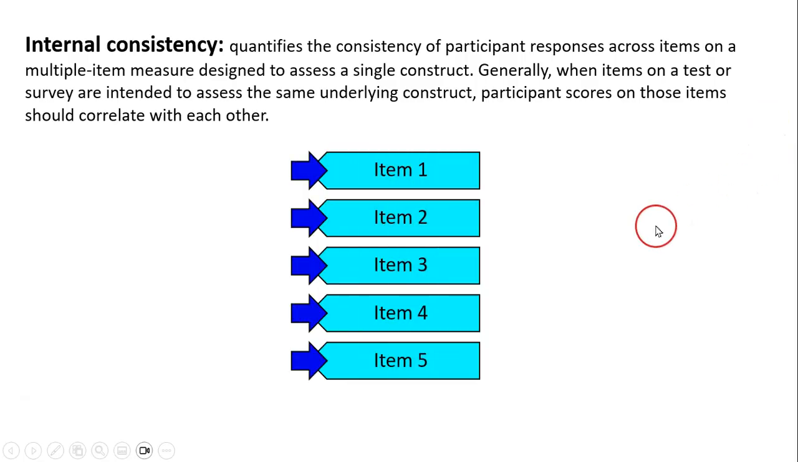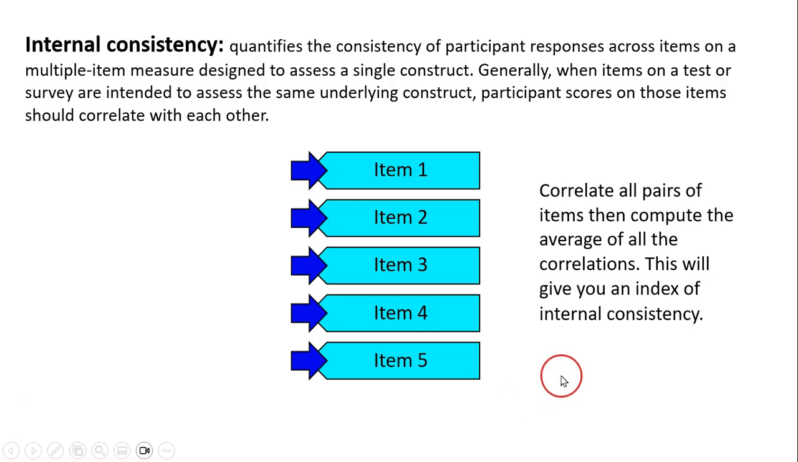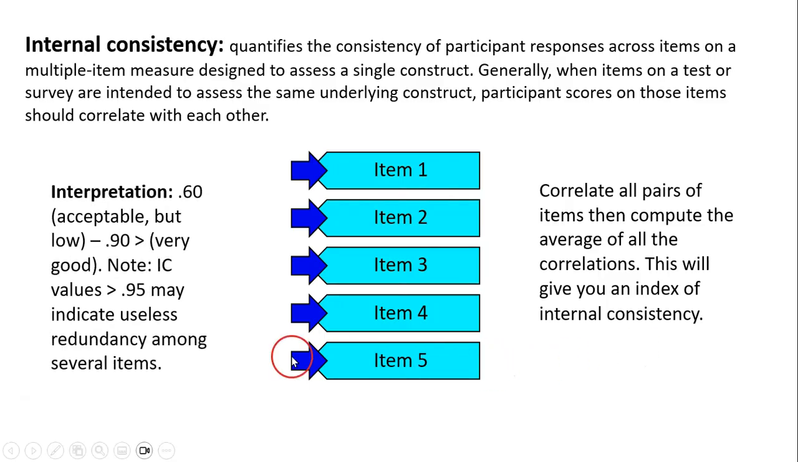So for example, if you have a 5-question survey or a 5-item test, what you could do is, and this is just conceptual, it's not necessarily exactly how it would be calculated, but you would correlate all pairs of items, then compute the average of all the correlations. This will give you an index of the internal consistency of the scale, survey, or test. The interpretation there ranges from 0.6, acceptable but low, to 0.9 or greater, very good.